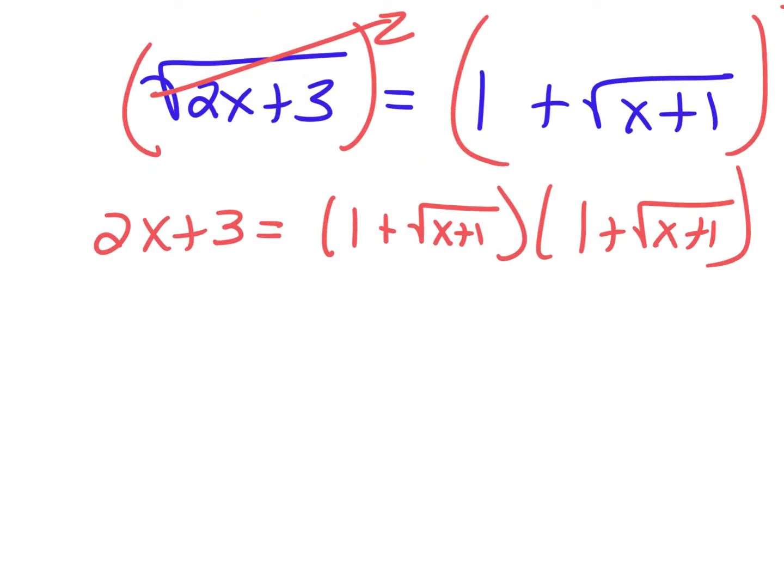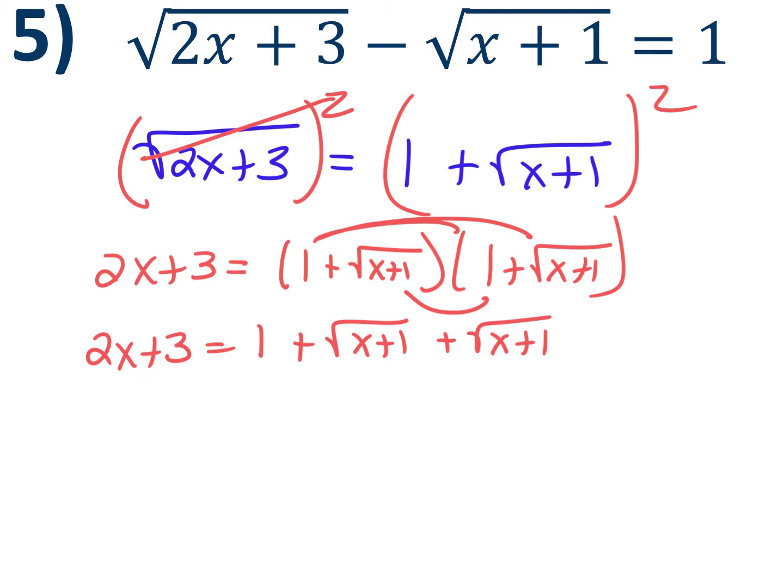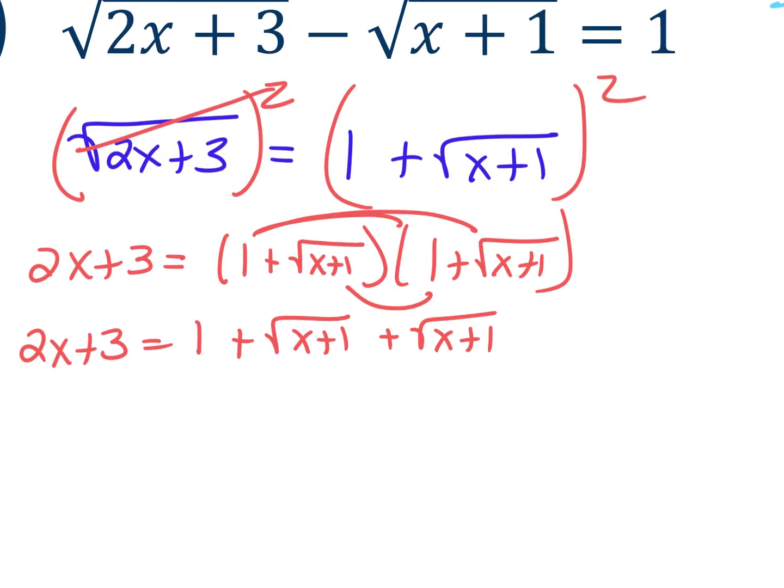So leave your 2x plus 3 alone. And let's FOIL, guys. Your FOILing does not change. First times first. What's 1 times 1? 1. What is 1 times this radical? That radical, okay? So I have plus square root of x plus 1. What is that radical times 1? That radical, again, so I have another square root of x plus 1. And then what happens when I multiply the same radical by itself? The radicals cancel, so you have plus x plus 1.